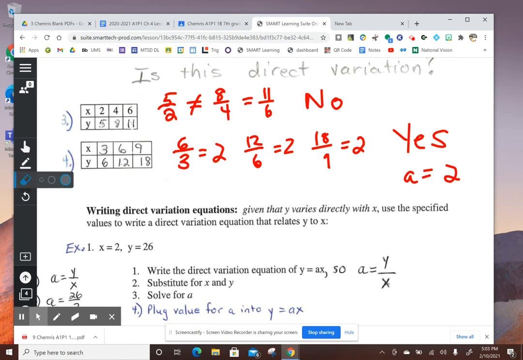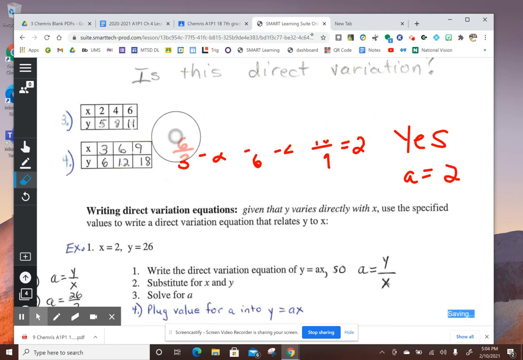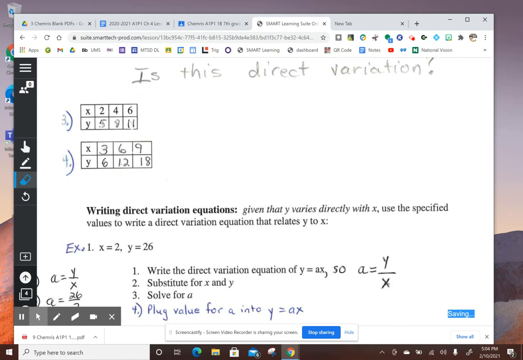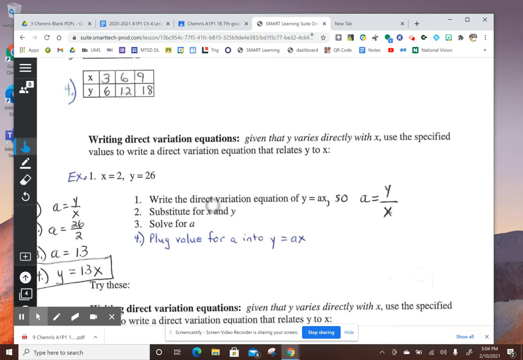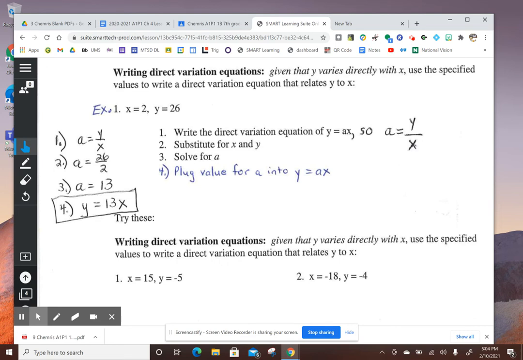Okay, so now that we know how to find the constant of variation, we're going to learn how to write direct variation equations. So when we write a direct variation equation, we would do it when we see language like given that y varies directly with x, or given it's a direct variation equation. You're going to have to be told, okay, this is a direct variation equation, or given y varies directly with x, write the direct variation equation. So often they'll give you an x value and a y value, and they'll tell you y varies directly with x, write the direct variation equation.